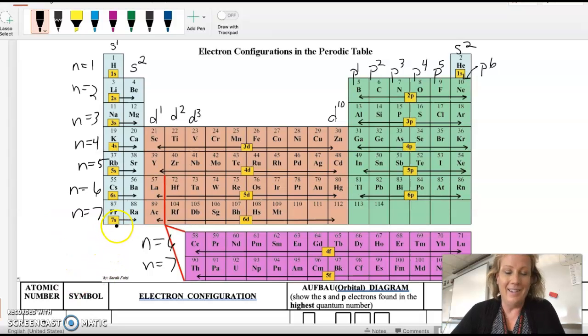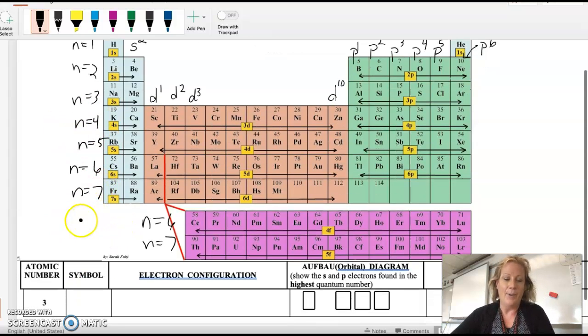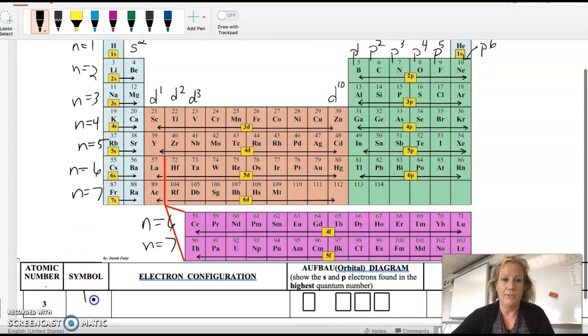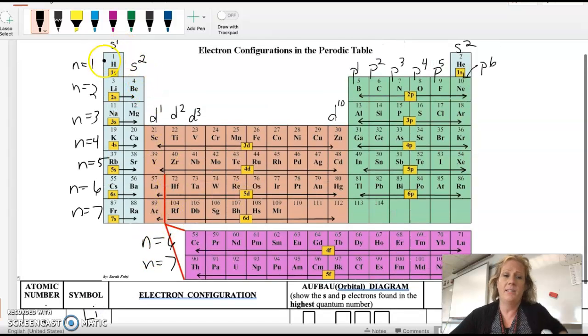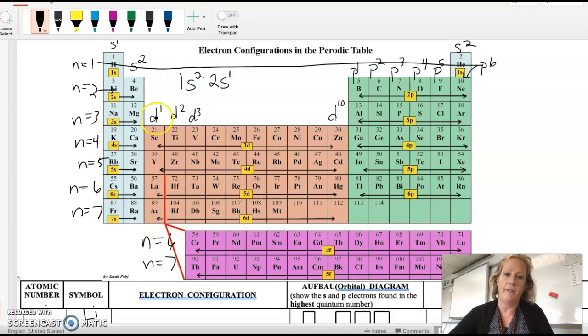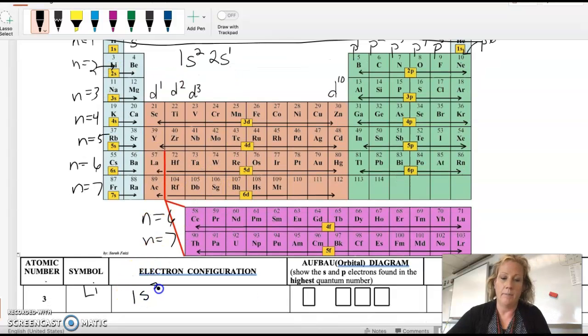So what does this mean? It's really cool. So if I want to write the electron configuration for atomic number 3, which is lithium, what I do is I start reading this left to right. So I would write 1s2, because those first 2 electrons are in the first main energy level in the s sublevel. And then I would come down here to 2s1. So that would be the configuration for lithium. I'm going to show you as they get bigger that this is really cool.